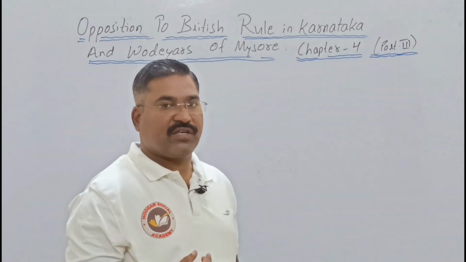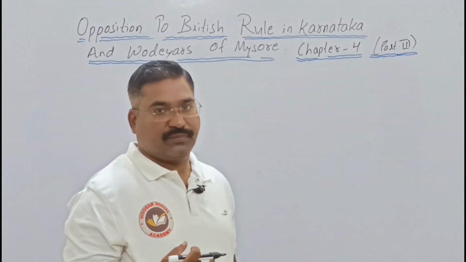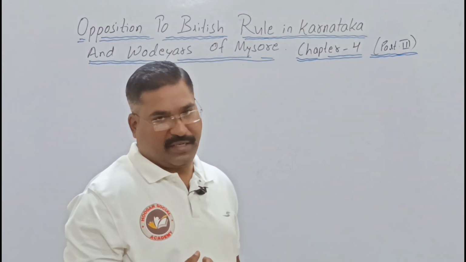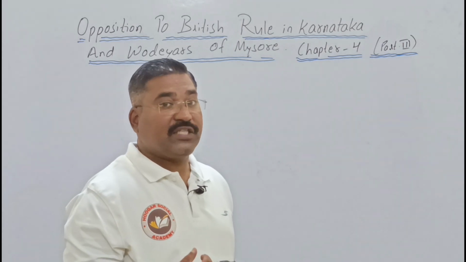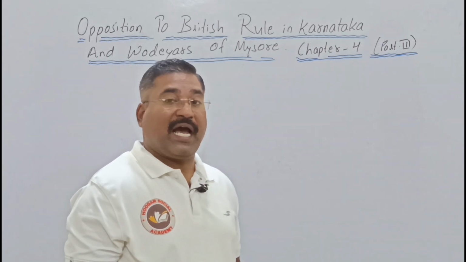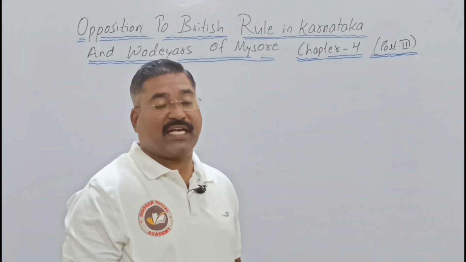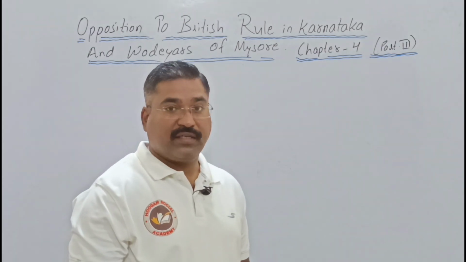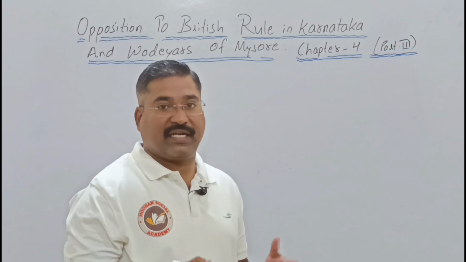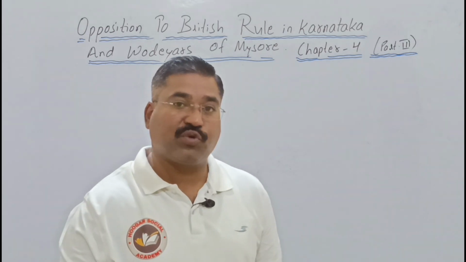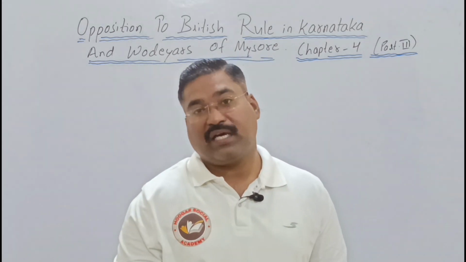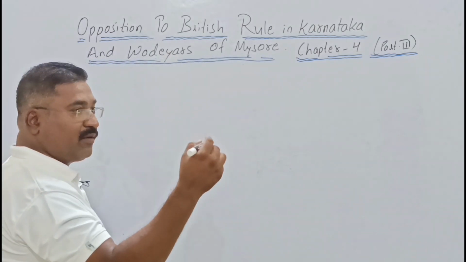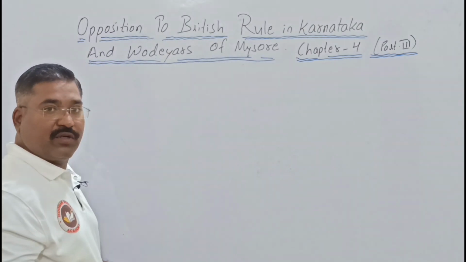In our last session, we understood how Hyder Ali came to the power of the place called Mysore. Now, the British felt Hyder Ali was one of the biggest challenges in the expansion of the British Empire in the south. They wanted the end of Hyder Ali's rule so that they could establish their supremacy all over India. In this way, four Anglo-Mysore Wars took place.